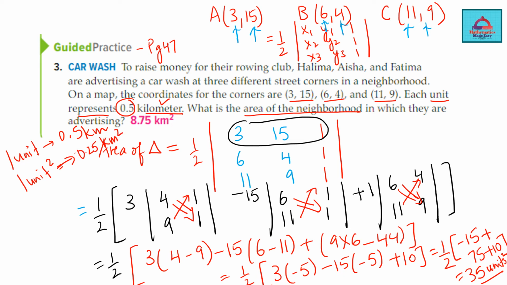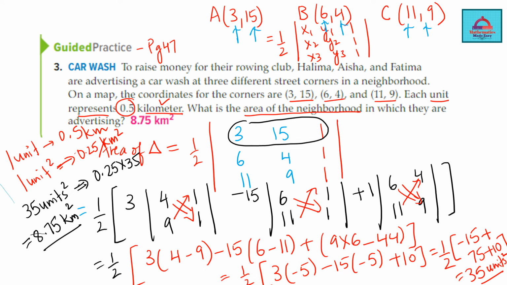Okay, now 35 units square you got. So how much is it going to represent? 0.25 multiplied with 35. So let's do this calculation, and this will come out to be what we need. So this is 8.75 kilometers square. So what extra part have we done here?